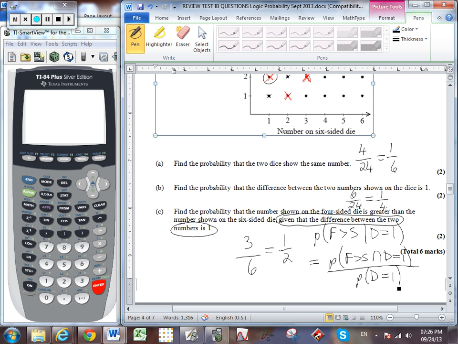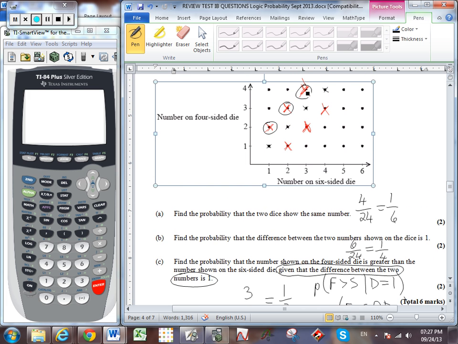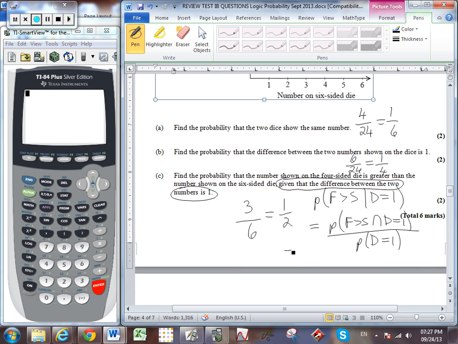Well, the probability of the 4-sided die being greater than the 6-sided die and at the same time the difference being 1 is 1, 2, 3 out of 24. So 3 out of 24. And we're dividing this by the probability that the difference between them is 1. We already had that it was 6 over 24. And you'll see that the 24s cancel. And we have again 3 over 6, which reduces to 1 over 2.